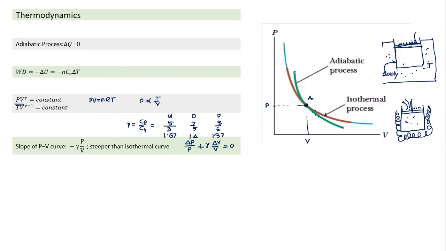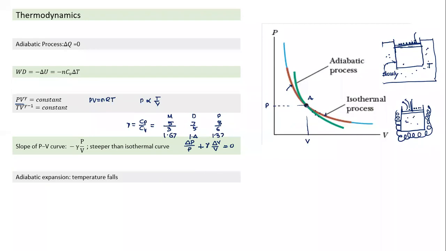So what I find: if there are two curves, the blue curve is the isothermal process and the green line is the adiabatic process. At the same point, the adiabatic process will always be steeper. Both will have negative slope, but the adiabatic process is steeper. That's what we have to understand.